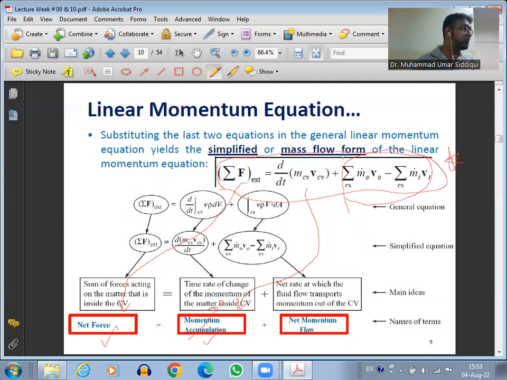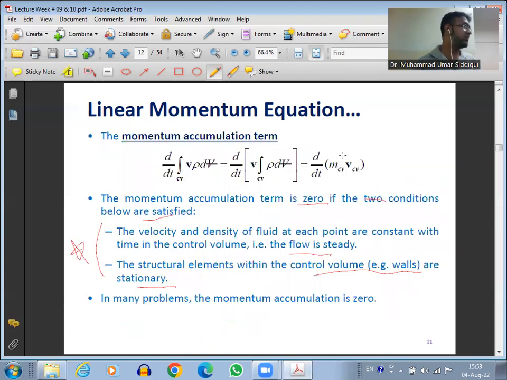Now, first of all, even if you have not gone through the lecture properly, you should know which term is the momentum accumulation term. And then what are the reasons that it could be 0? These are the two reasons that you have to write. Even the whole statement is not important. If you just write that it will be 0 if the flow is steady and the structural elements are stationary, that will be enough.